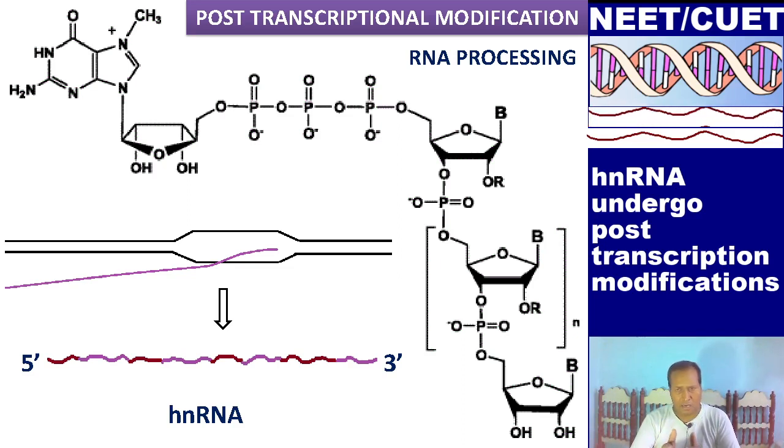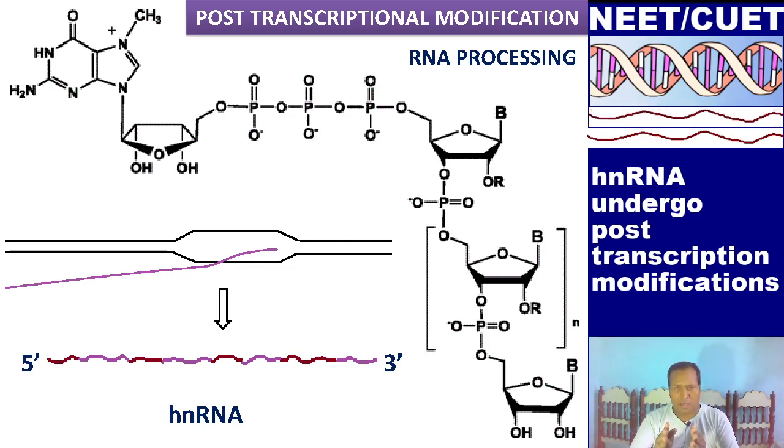Second, the capping process occurs. The 5 prime end must be modified. There is a chemical modification at 5 prime, known as 5 prime capping. And at the 3 prime end, there is addition of several adenine molecules, that is known as polyadenylation.